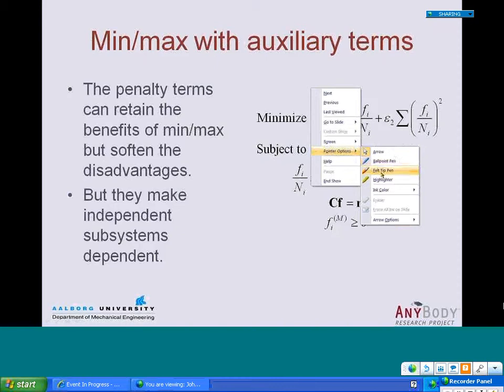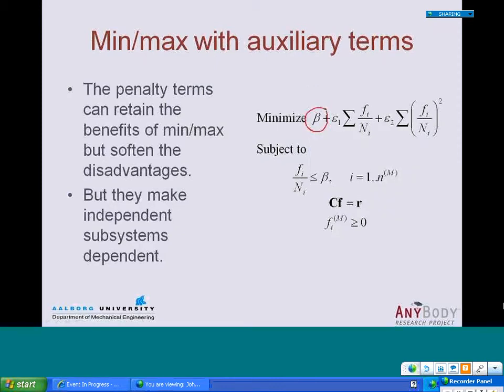Let me get my pointer again. We still have our beta variable here. But now we've added a linear term and a quadratic term. And I'm only going to focus on the quadratic term because that's actually the one that gives us the nice features. If we add a quadratic term with some value of the factor here in front of it, the epsilon 2, then we can control the smoothness of the min-max criterion. And I'm going to show you what the effect is of that in the AnyBody Modeling System.